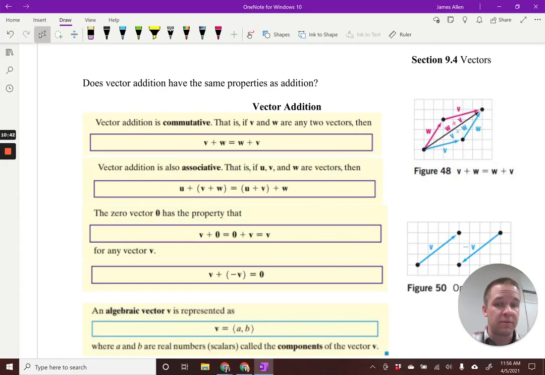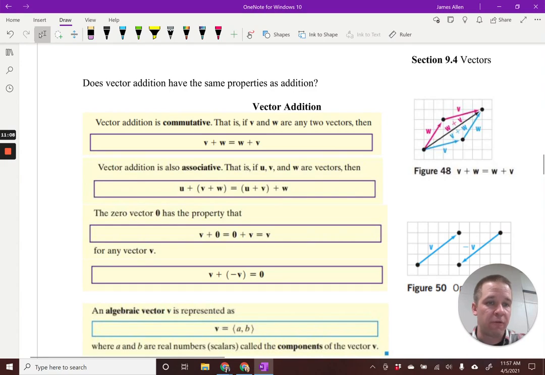Vector addition is also associative. So we can group them differently. Right? That's what associative is. The 0 vector has the property that the vector, say, V plus 0 is equal to 0 plus V, which is equal to V. So that holds. And then V plus the opposite of V, negative V, is equal to 0. Awesome.